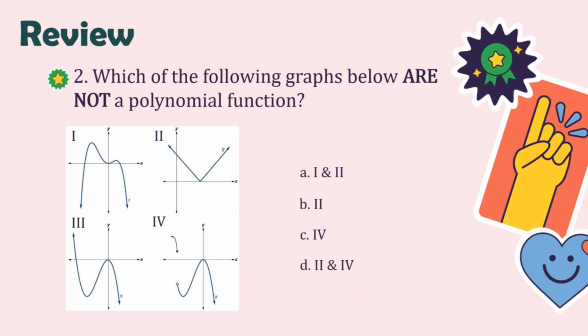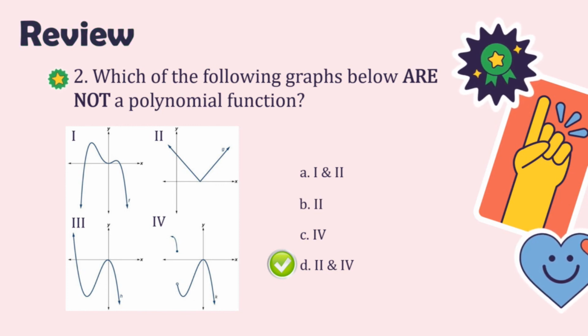Next, which of the following graphs below are not a polynomial function? A. 1 and 2, B. 2, C. 4, or D. 2 and 4. If your answer is letter D, you are correct. The graphs of 1 and 3 are graphs of polynomial functions. They are smooth and continuous.